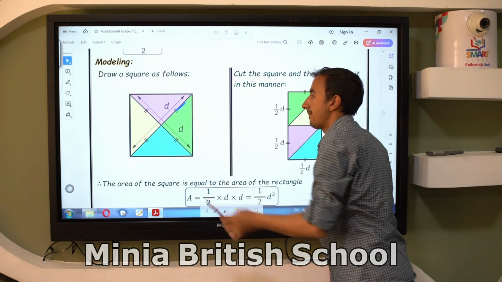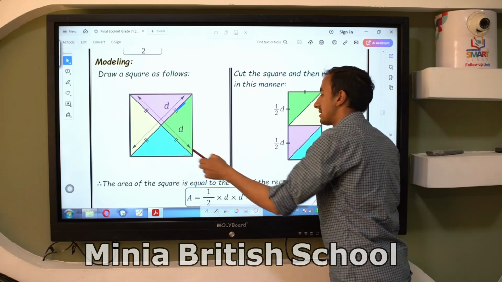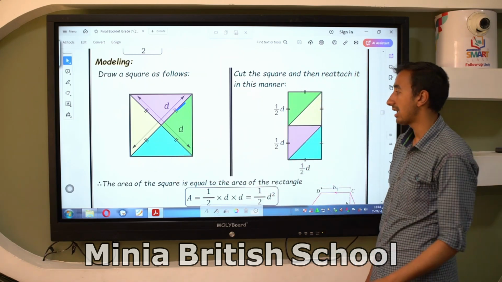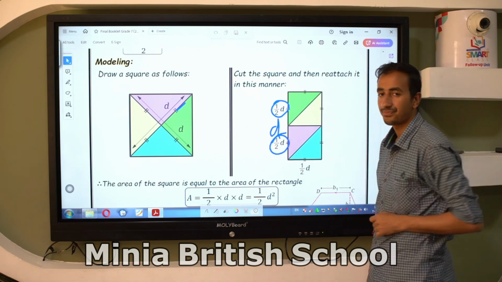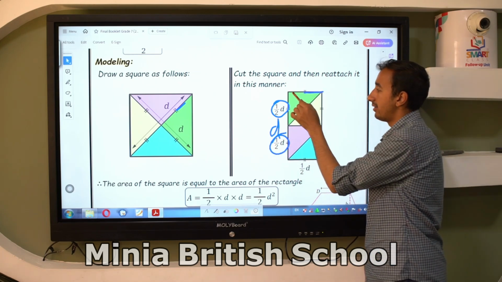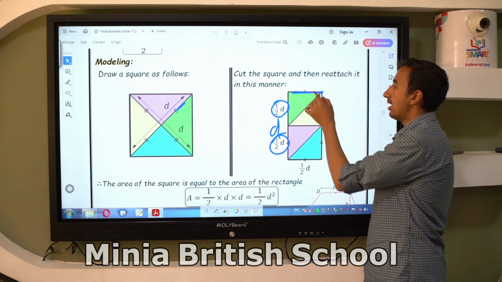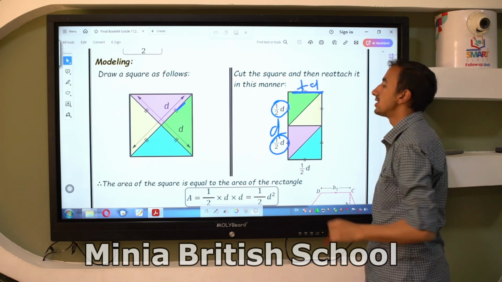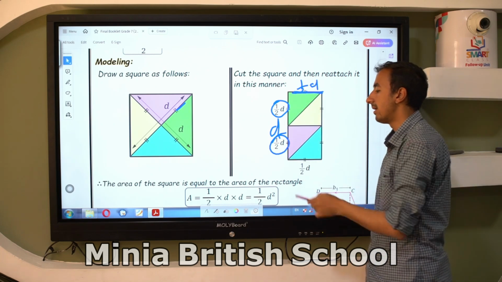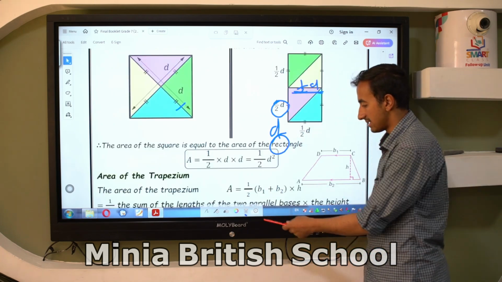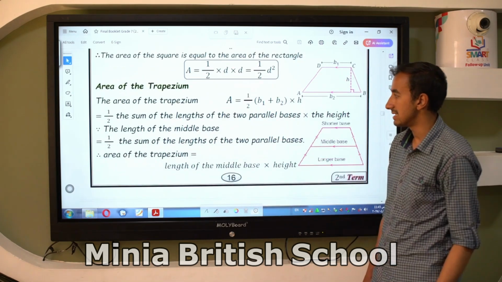Take this triangle by this triangle and this triangle by this triangle. We have the greater rectangle. We have half d, half d, so I have here d. And we have another side here, half d. So the area of the rectangle is length times width: half d times d equals half d power 2. Half times d times d equals half times d power 2.